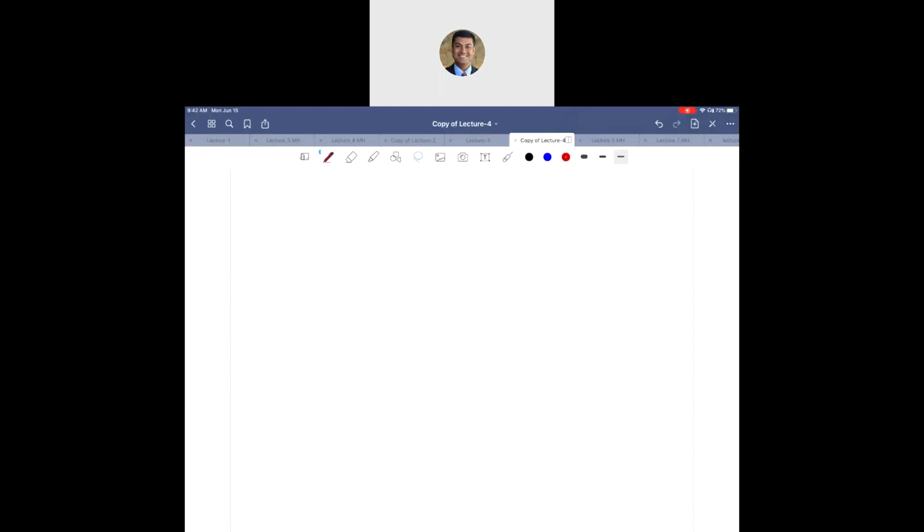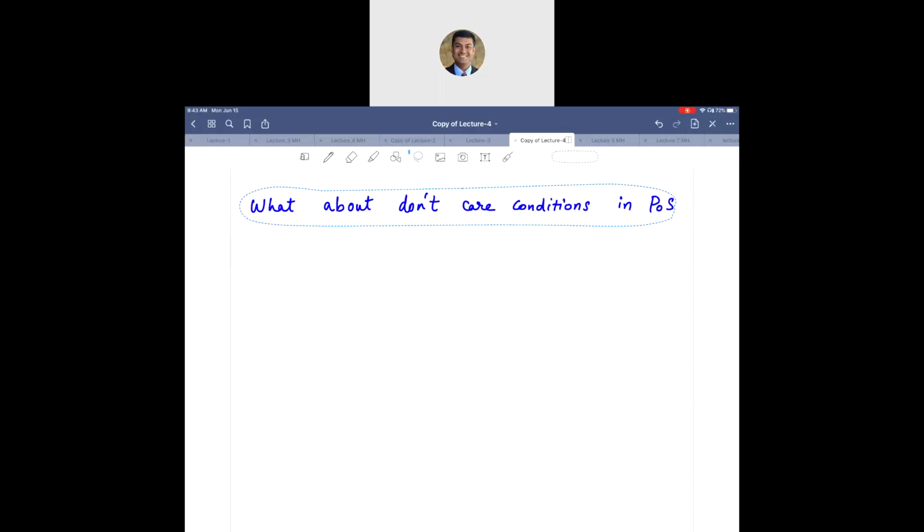Next, I want to actually ask a question here. What about don't care conditions in POS? So when you're trying to find the simplest product of sum expression, how do you deal with don't cares in that situation? Well, the story is going to be similar to before. The answer should be what? Treat the don't care as a 0.